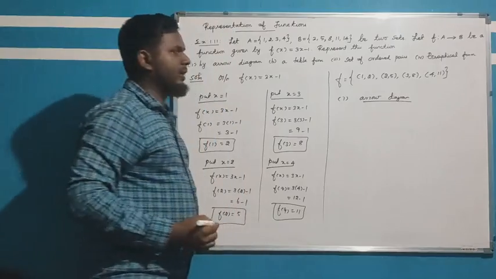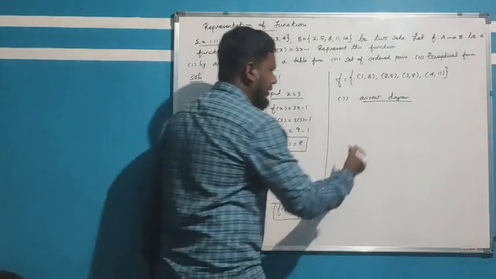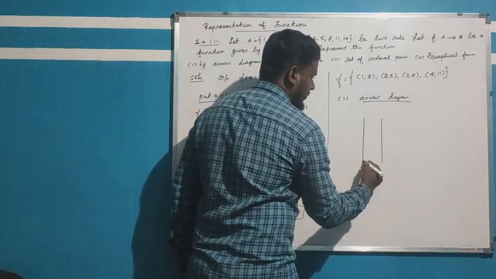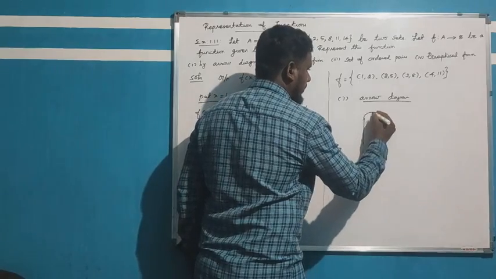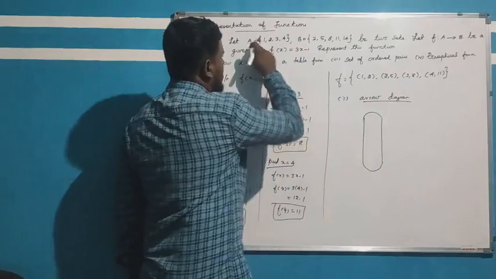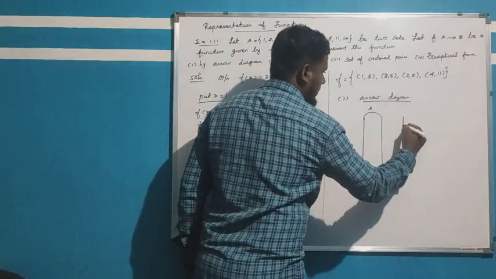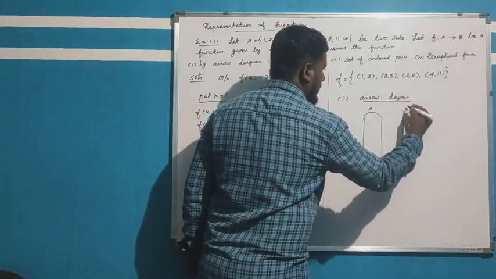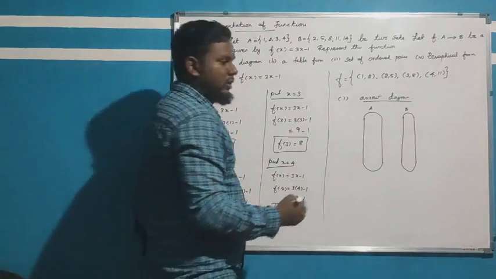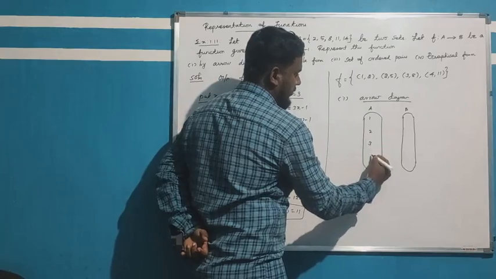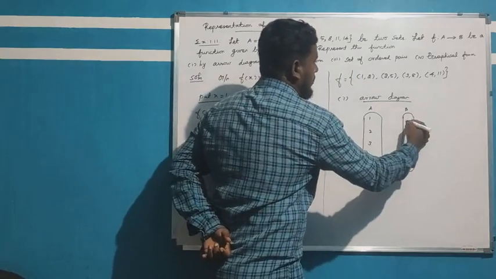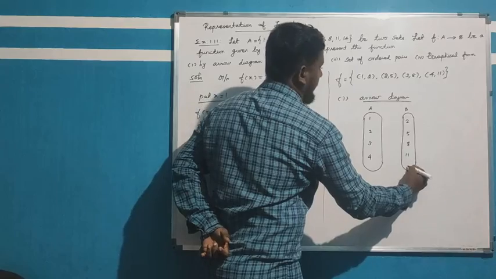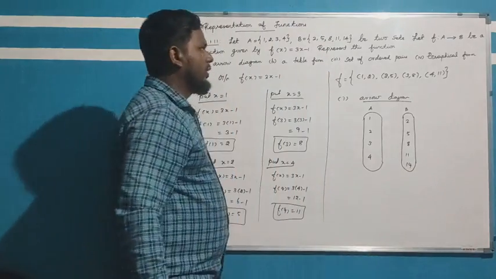So what is the arrow diagram? According to the arrow diagram, we have to find it. So draw the A set and the B set. What is the B set you consider? In the A set, what are the elements there? 1, 2, 3, 4. In the B set, 2, 5, 8, 11, 14.